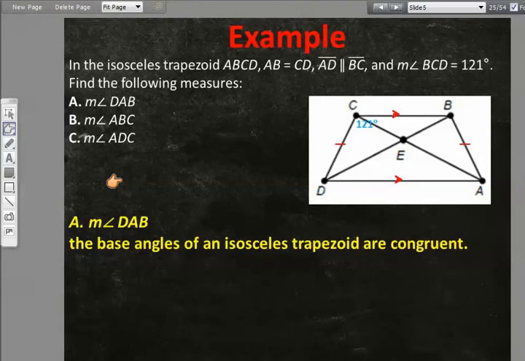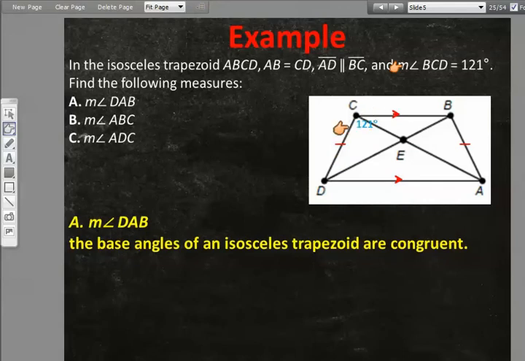Okay, so this problem says in the isosceles trapezoid ABCD, AB is equal to CD, segment AD is parallel to segment BC, and the measure of angle BCD is 121 degrees. Notice how I went in and marked up the picture. I said these two were parallel. I said these two were equal to each other, just like they did in the problem. And then I said the measure of angle BCD is 121.